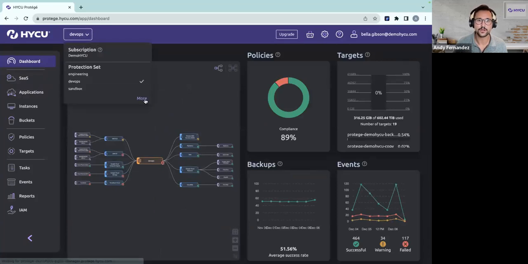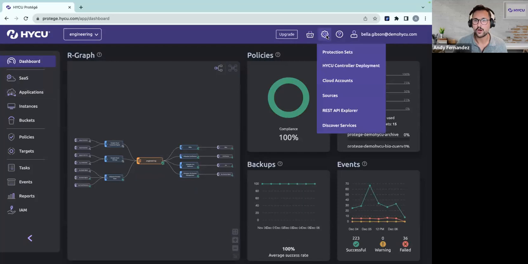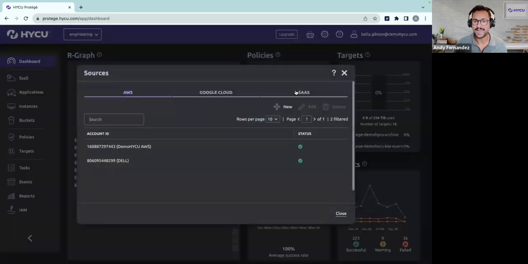So these are called protection sets. What protection sets could be a company, it could be a department, but it's a gardened wall of everything that belongs to that protection set. So let's grab the one I have for engineering. Once again, this could be a company. What you're able to do is still, one, discover all of the sources, but actually start protecting them. All you have to do is add it as a source.